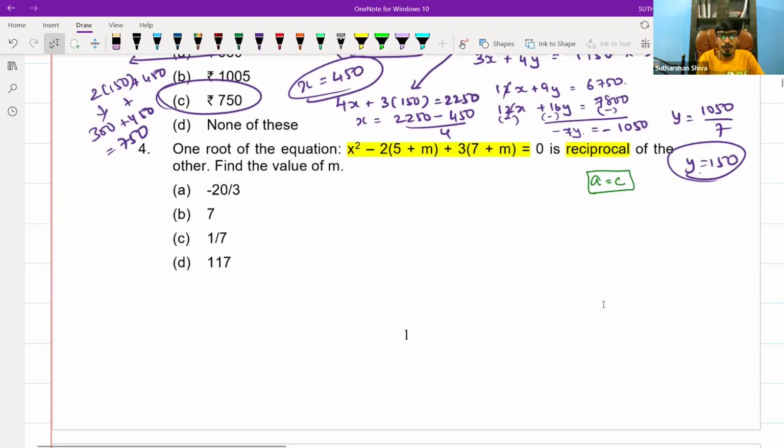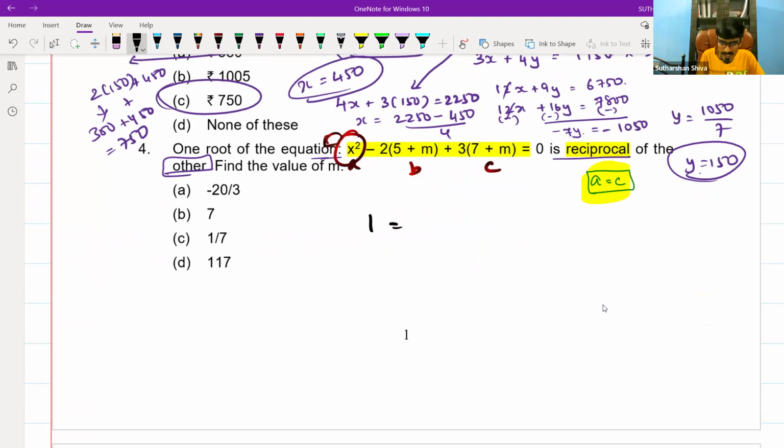Then come to fourth question. One root of the equation is given as reciprocal of the other. It means there is a direct property that A equal to C you can do. So this is your A variable, this is your B variable, this is your C. So it is A equal to C. A is what? The number before the X variable, only 1. A is equal to 1.